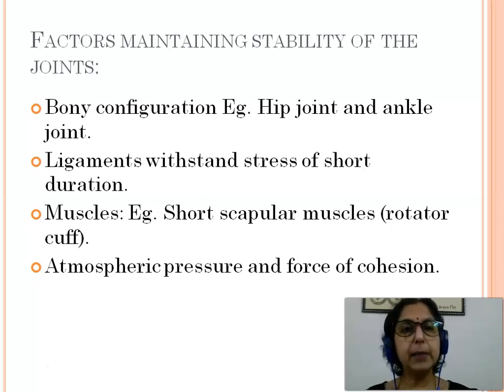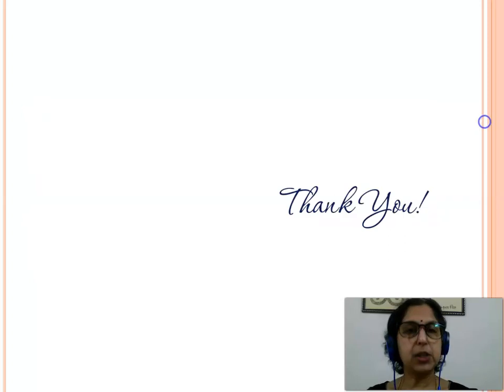Ligaments supporting the joint, either intracapsular or extracapsular, seen as true ligaments or accessory ligaments, withstand the stress for a short duration, so ligaments will help in maintaining stability of the joint. Muscles around the joint will also help in maintaining the stability. An example of this is the rotator cuff. Short scapular muscles, the tendons of these muscles, form a rotator cuff around the shoulder joint that maintains the stability of the joint. And of course, atmospheric pressure and the force of cohesion also help in maintaining stability of the joint.